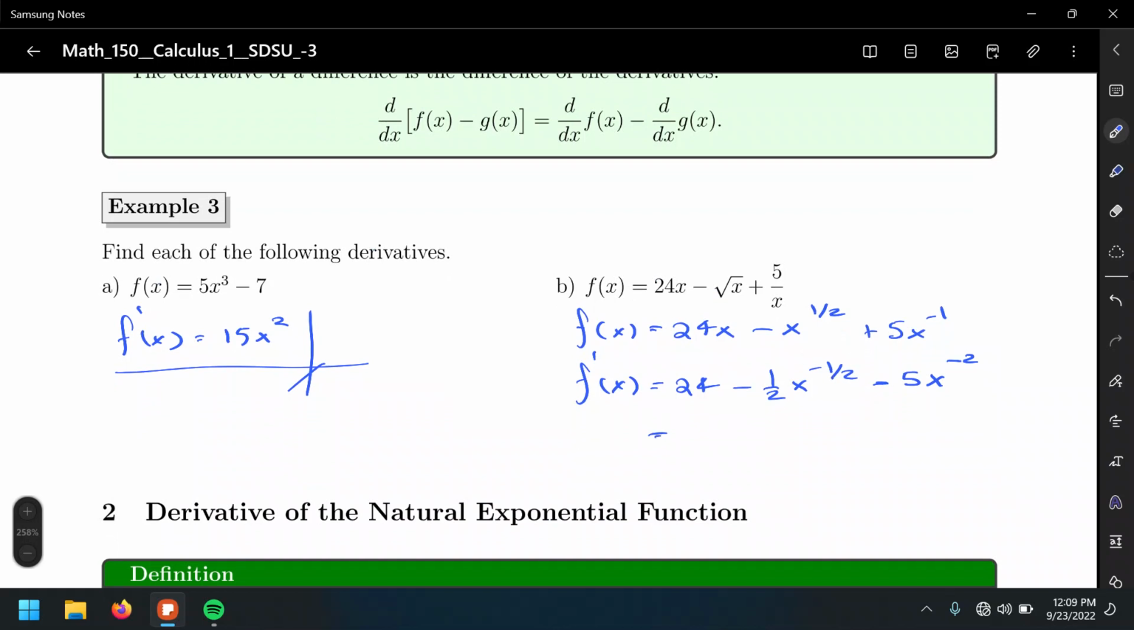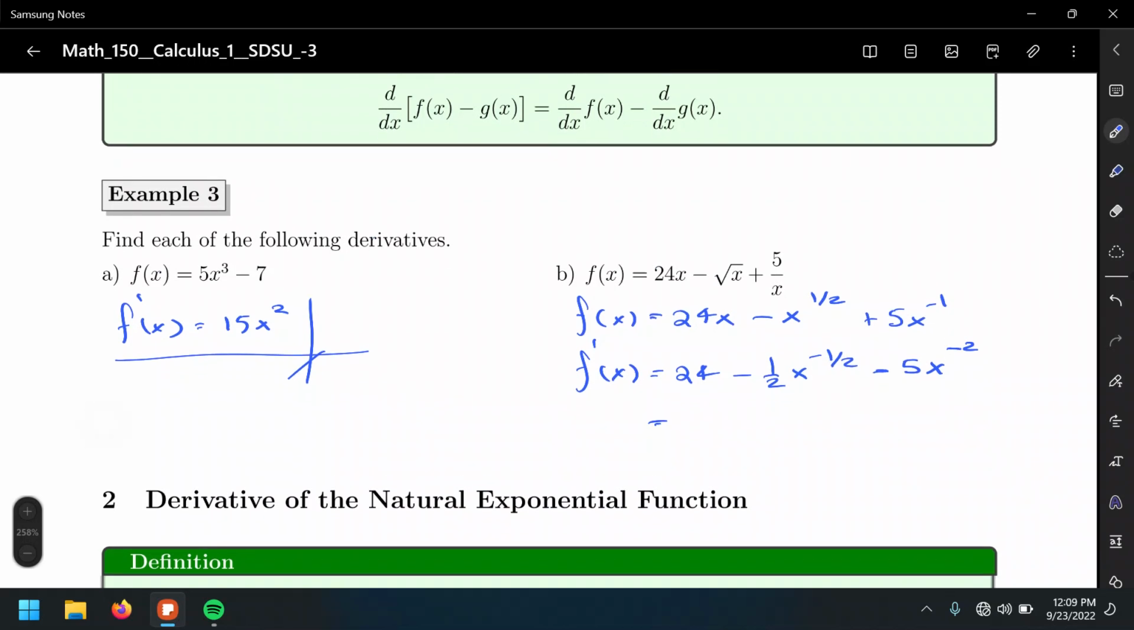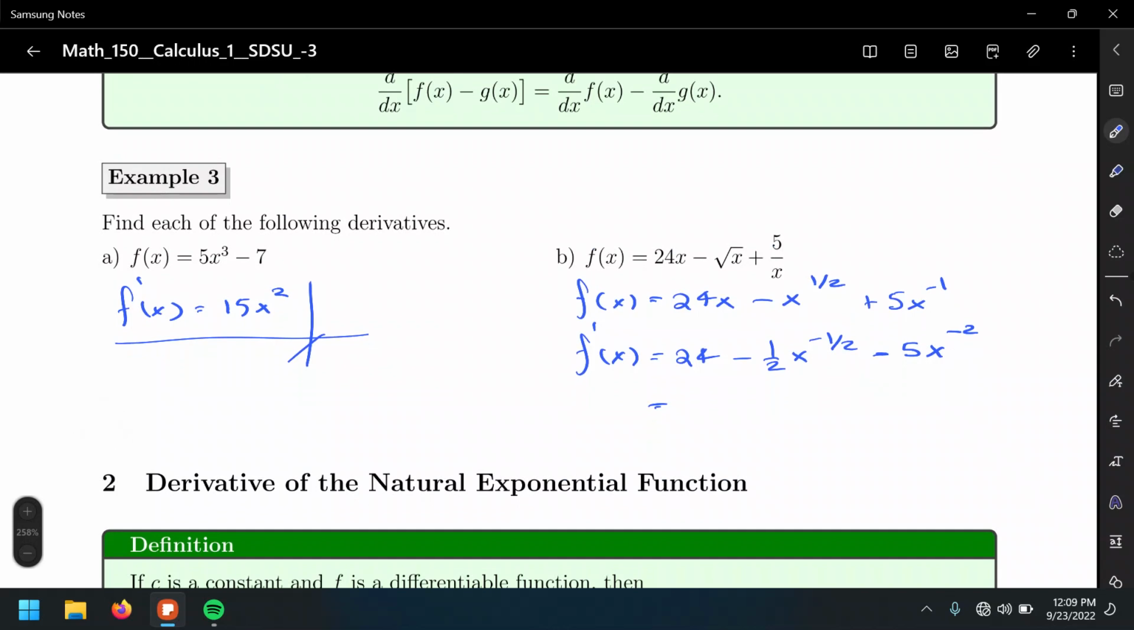Let's just write it in a nicer form. And actually what WebAssign will be asking you for is no negative exponents and no rational exponents. Write everything in terms of radicals. So that's 24 minus 1 over 2 x to the 1/2 minus 5 over x squared. And furthermore, 24 minus 1 over 2 square root of x minus 5 over x squared. And then that's just our final answer.